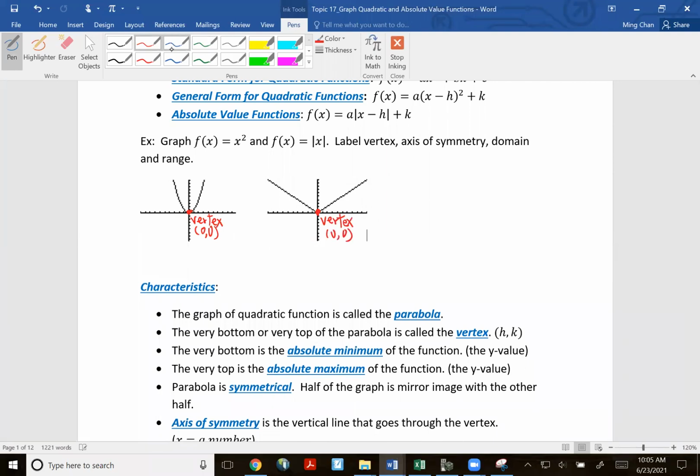So if I have a parabola that opens downward, then the vertex will be the very top. All right, so is the V. If my V points downward, then the very top will be called the vertex.